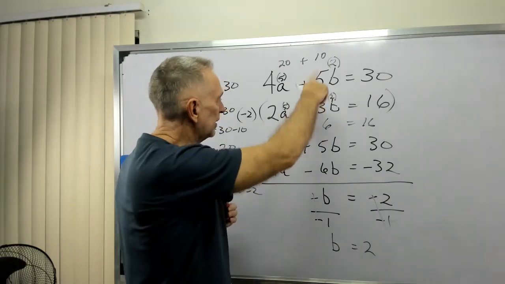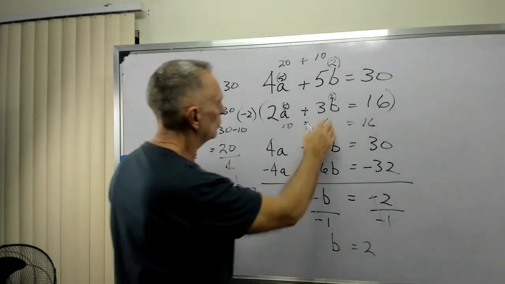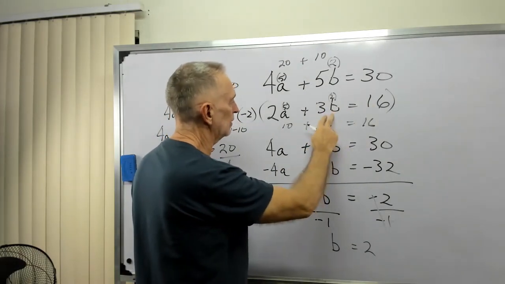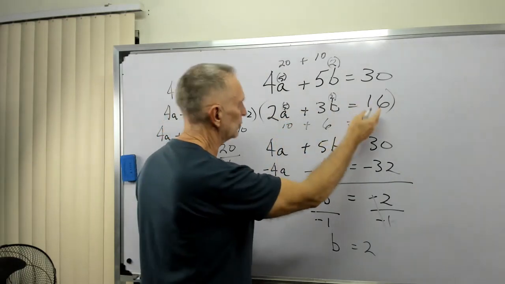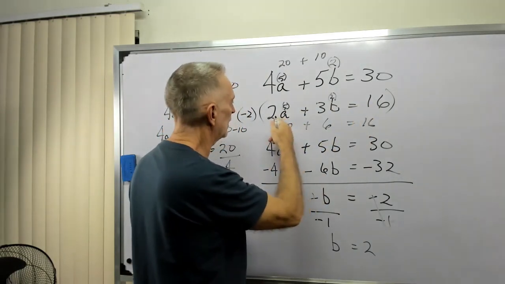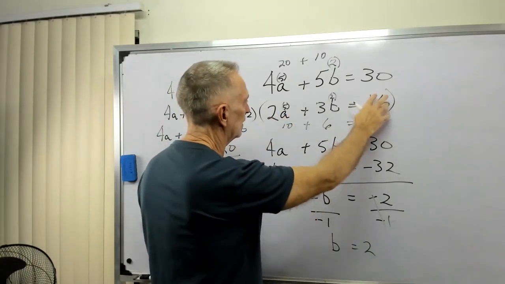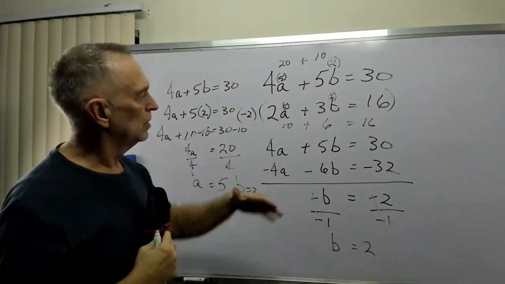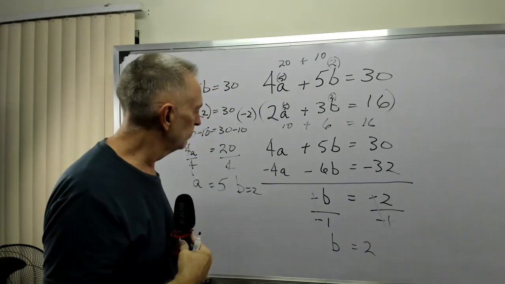And you could have picked either one of those. It wouldn't matter. b was 2. So if we had 3 times 2 is 6, 16 minus 6 is 10. So I would have 2a equals 10. Divide both sides by 2, which would give me a. 10 divided by 2 would be 5. So it wouldn't matter which equation you used once you've already solved one of these.